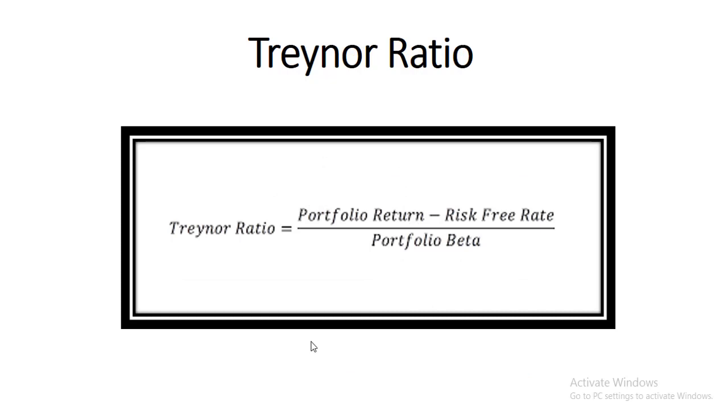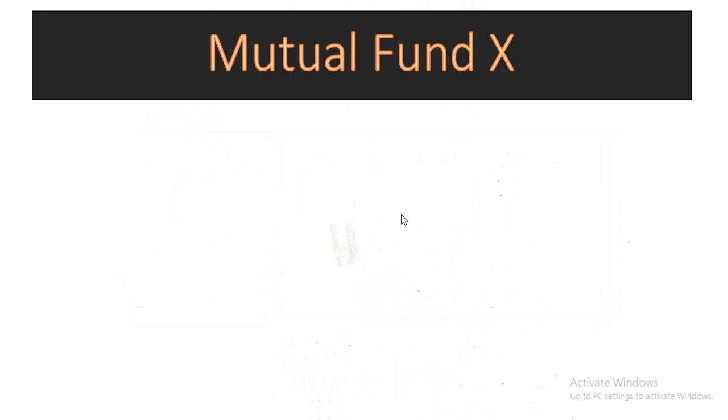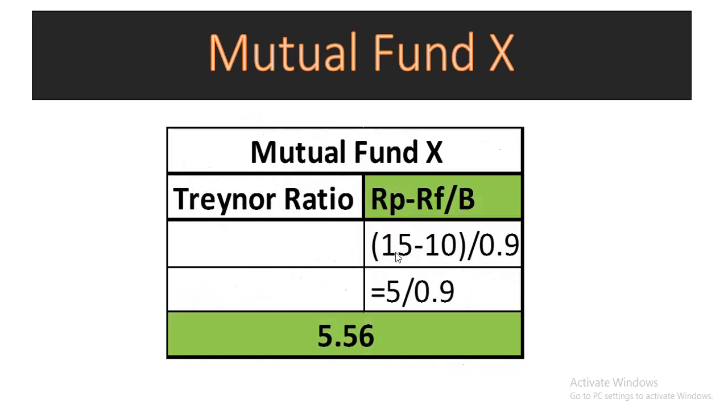So now this is second ratio, which is Treynor. The formula is again same, RP minus RF, which is called portfolio return minus risk-free rate, which is extra return, divided by, now instead of standard deviation, this time we will calculate with respect to beta, how much extra risk with respect to market and how much extra return portfolio is generating. So for portfolio X, extra return which was generating was 5 and the beta was 0.9. So mutual fund X Treynor ratio is 5.56.